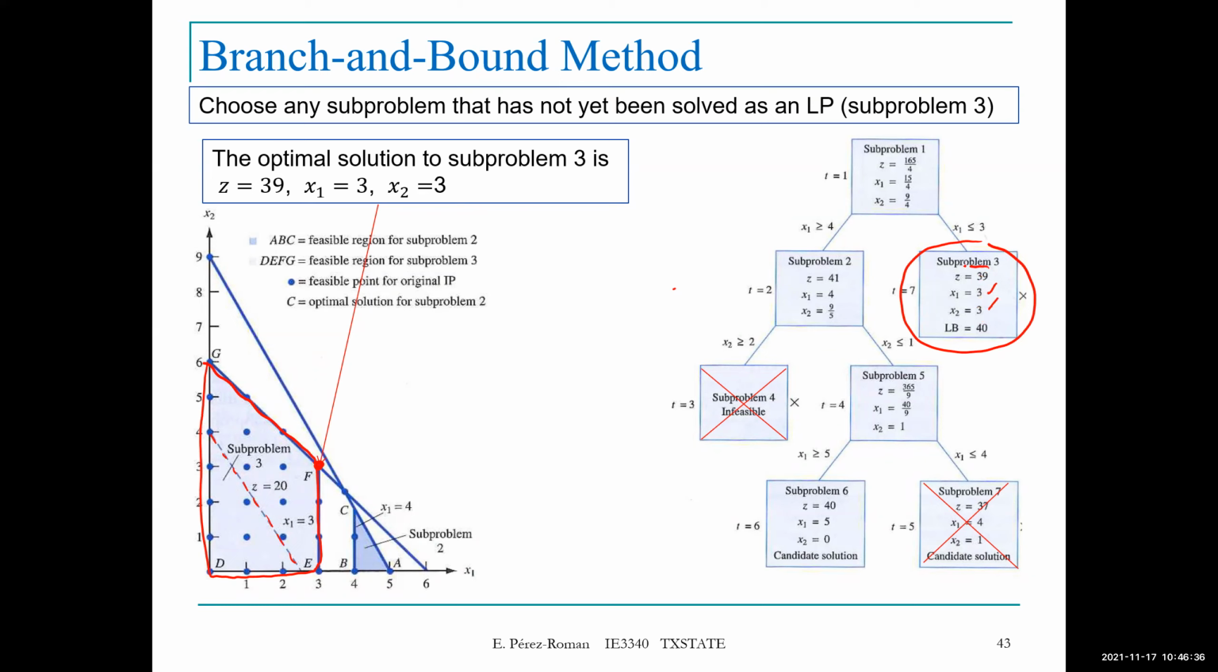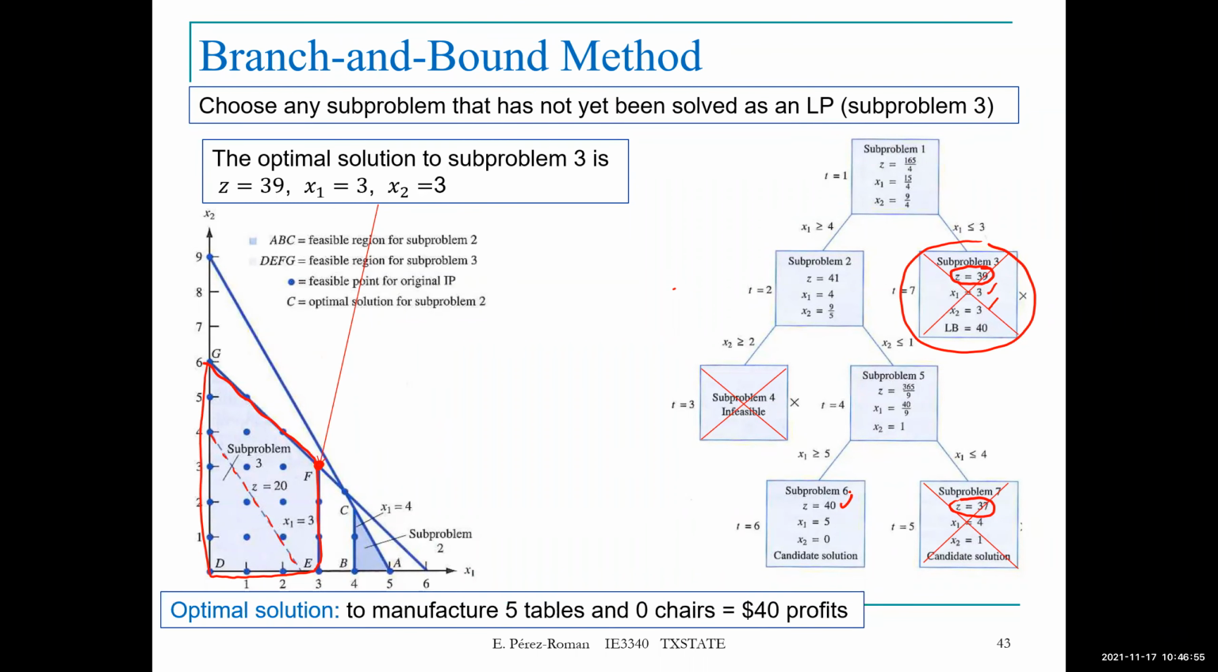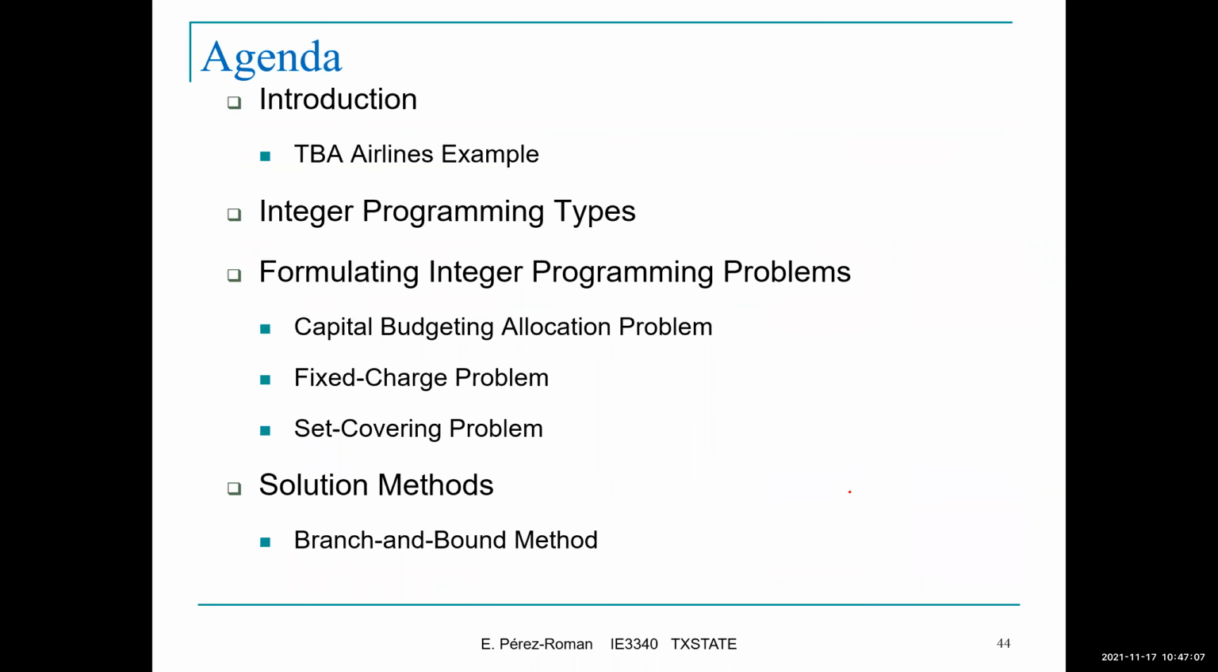And both this solution, 39, and this one, 37, are not better than 40. We have finished our search. So the optimal solution for this problem is z equals 40 with x1 equals 5, x2 equals 0. So the optimal solution will be to manufacture 5 tables and zero chairs with the profit of $40. And that concludes this lecture.